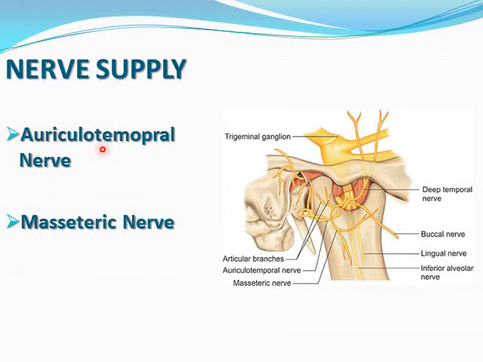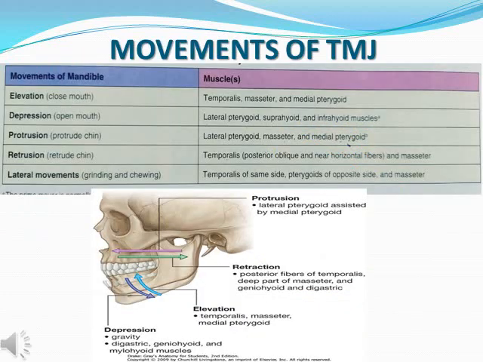Temporomandibular joint is supplied by the articular branches of the auriculotemporal nerve and the masseteric nerve. Now, movements of temporomandibular joint. These movements are elevation, depression, protrusion, retrusion, and lateral movements. Muscles responsible for these movements are muscles of mastication and suprahyoid and infrahyoid muscles.